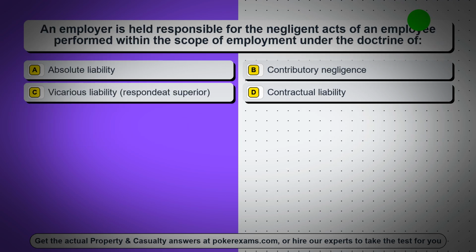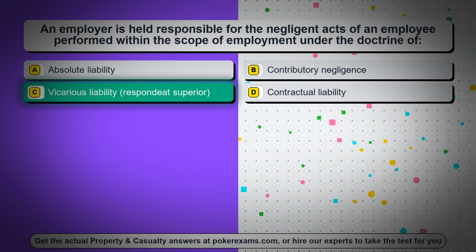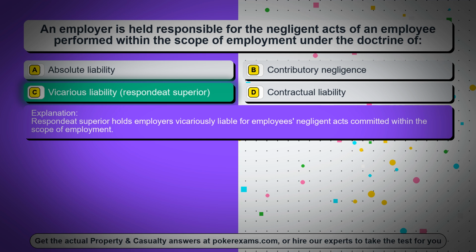Question 100. An employer is held responsible for the negligent acts of an employee performed within the scope of employment under the doctrine of: option A, absolute liability; option B, contributory negligence; option C, vicarious liability, respondeat superior; option D, contractual liability. The correct answer is option C, vicarious liability, respondeat superior. Respondeat superior holds employers vicariously liable for employees' negligent acts committed within the scope of employment.